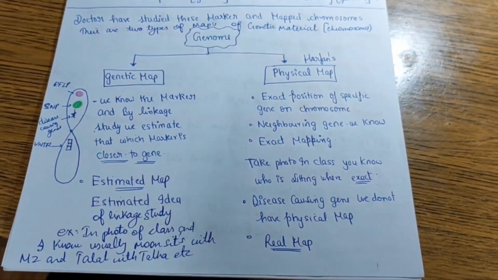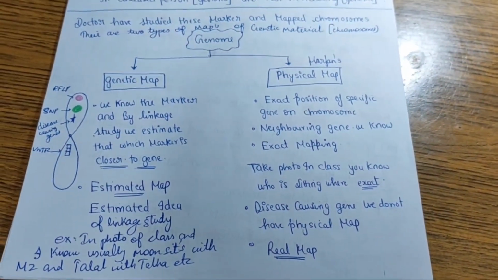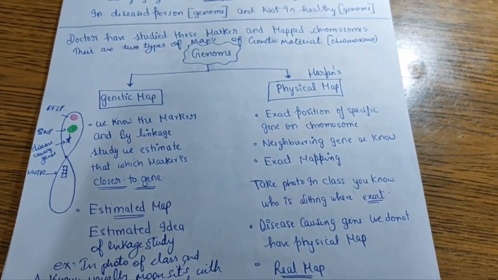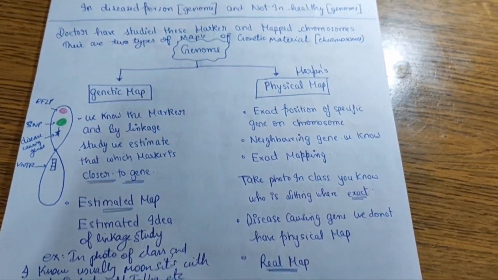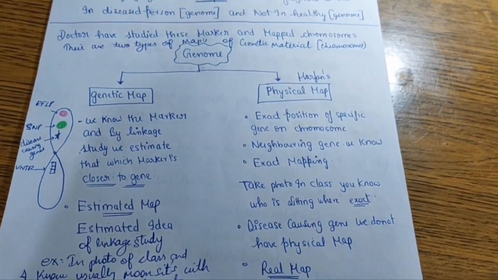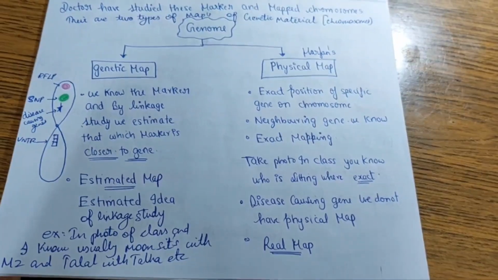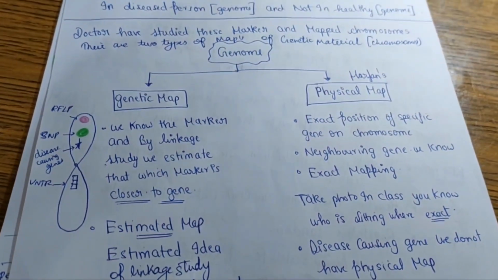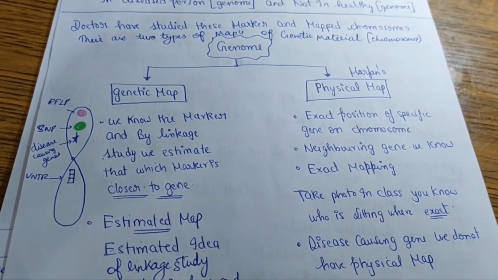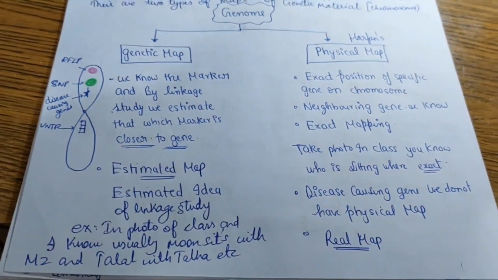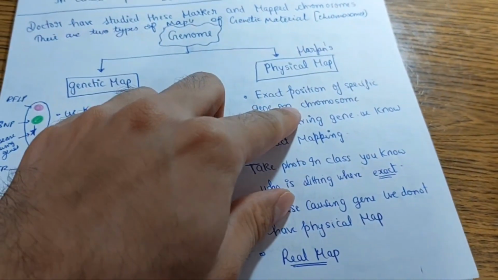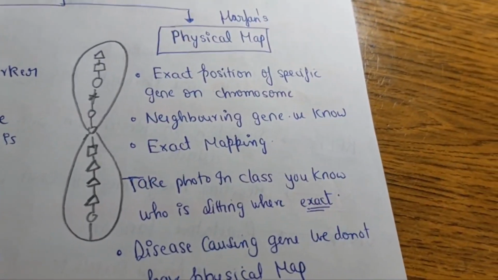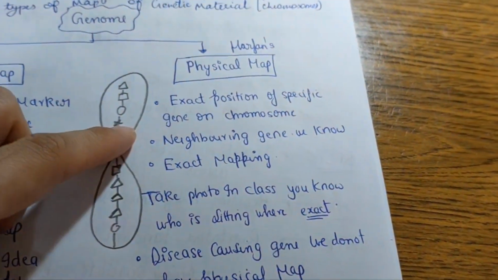We are going to discuss another topic, that is genetic map. There are two types of map of genetic material or chromosome, that is the genetic map and the physical map. So there are two maps of genetic material, genetic map and physical map. Physical map means we know the exact position of a specific gene on a specific chromosome. In physical map, we know the neighboring genes and it is an exact mapping.